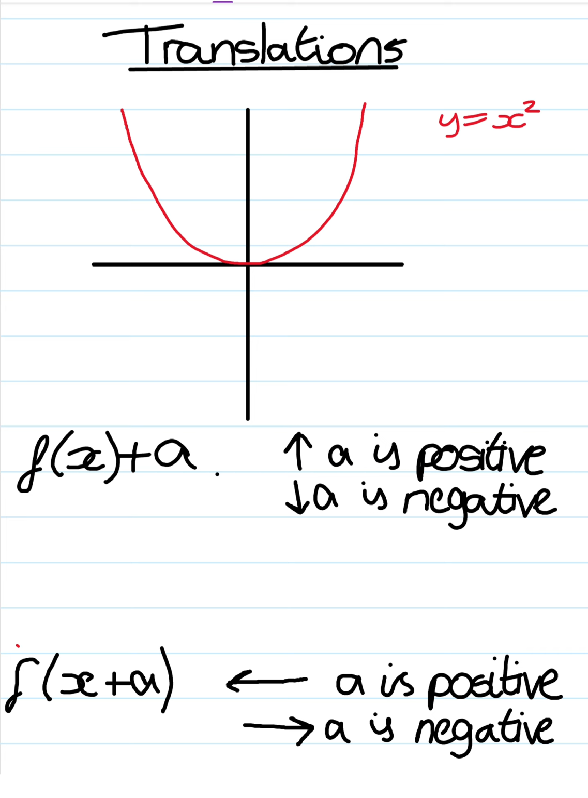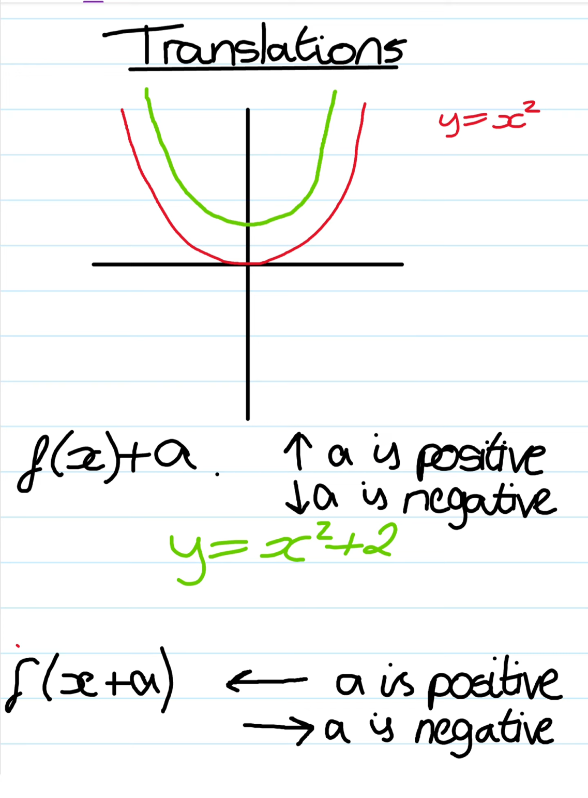For example, on the screen we've currently got the equation y equals x squared. If instead we had y equals x squared plus 2, this moved the original graph up by 2 units. And so we get a resulting graph that looks somewhat like this. This means that the parabola has been moved up by 2.